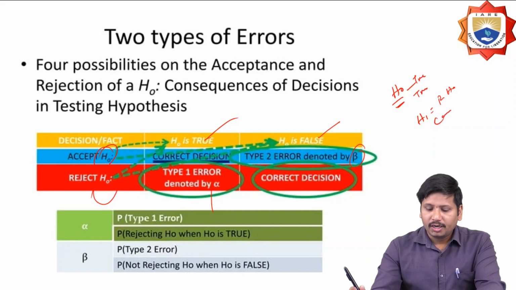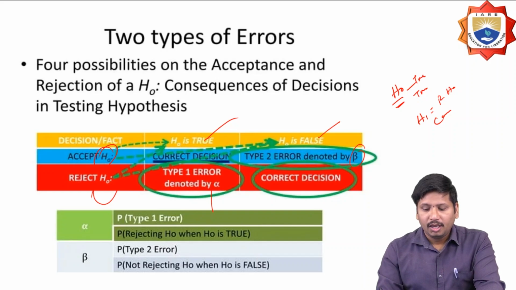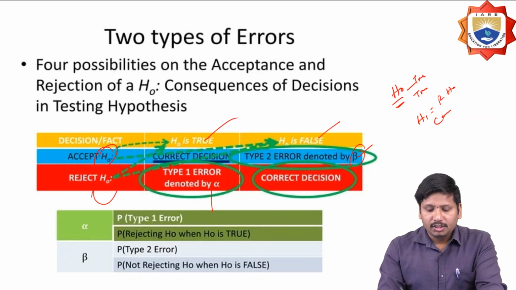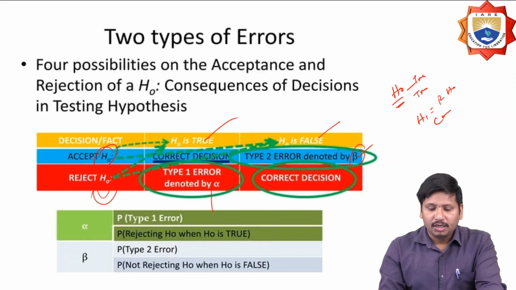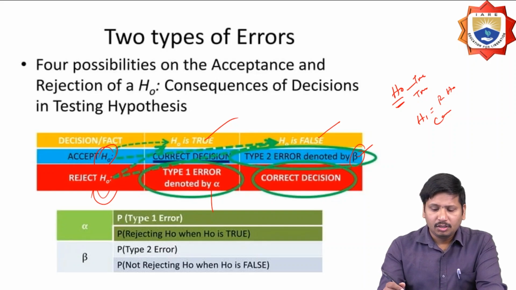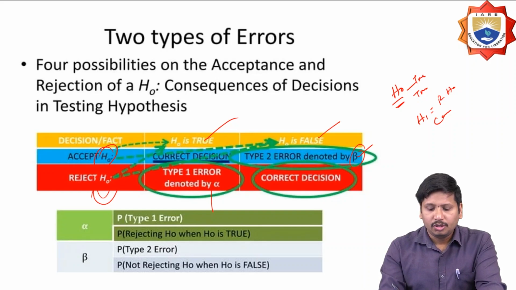So when am I going to get this type 1 and type 2 error? When I accept H0 but H1 is false, at that time I'm going to get a type 2 error. In this case, the type 1 error occurs when H0 is rejected, and H0 is actually true. So at that time I can get a type 1 error.